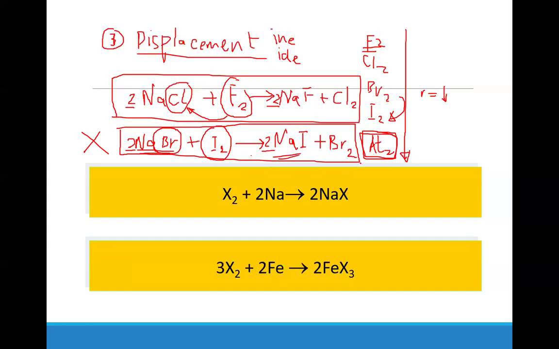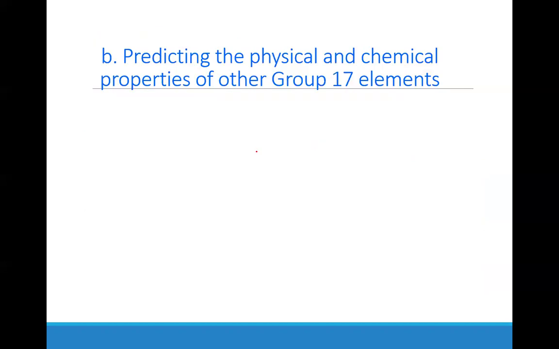So this was just a trick question. Anyway, you get the idea now, that the elements which are lower down cannot displace the halogens which are above them from their compound. That's the displacement reaction. It's kind of interesting.